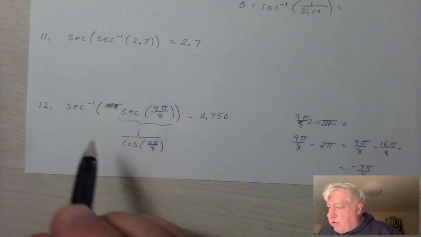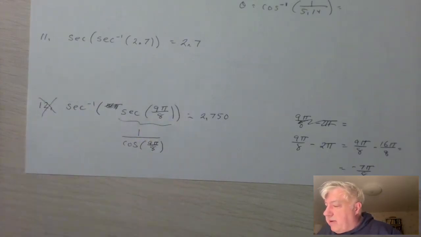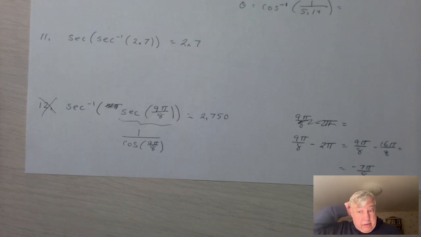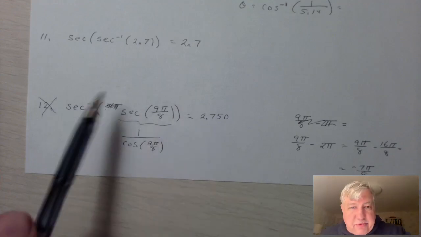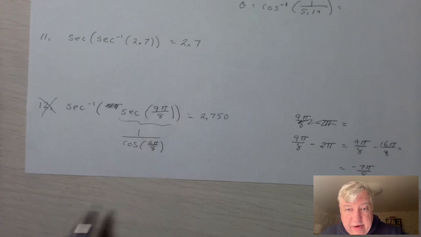Let's not worry about number 12 right now. I'll come back to this maybe in another video. But anyway, it was almost good. So this is what happens when you do this without preparing first. The main thing about this was that 9 pi over 8 is not in the range.